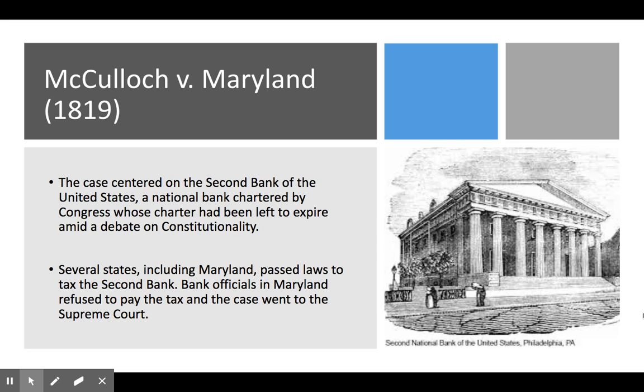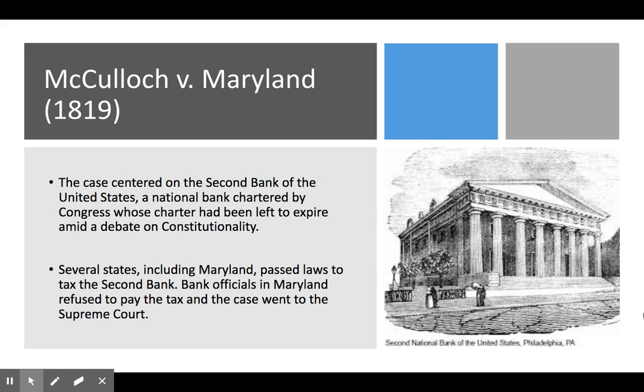So there was a law that was passed requiring all banks in Maryland that were not incorporated by the state of Maryland to pay a $15,000 tax. And the purpose of this law was to try to force the U.S. bank out of the state.